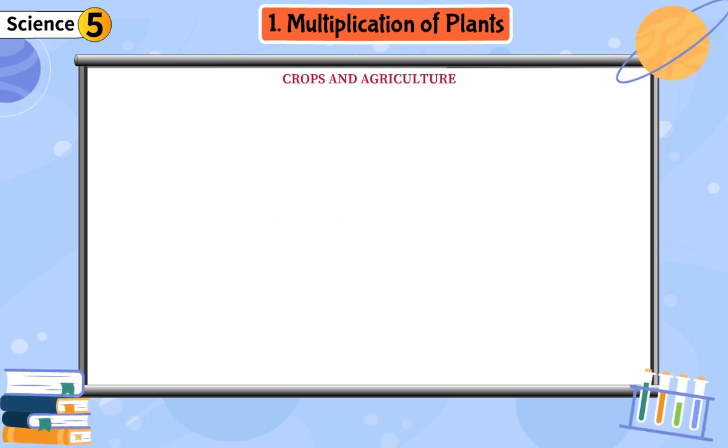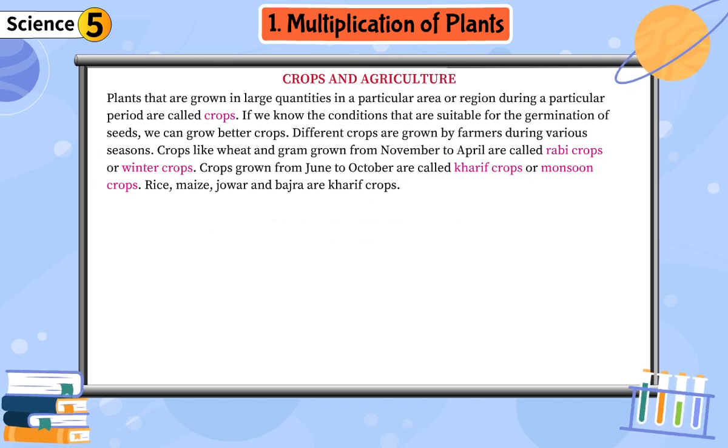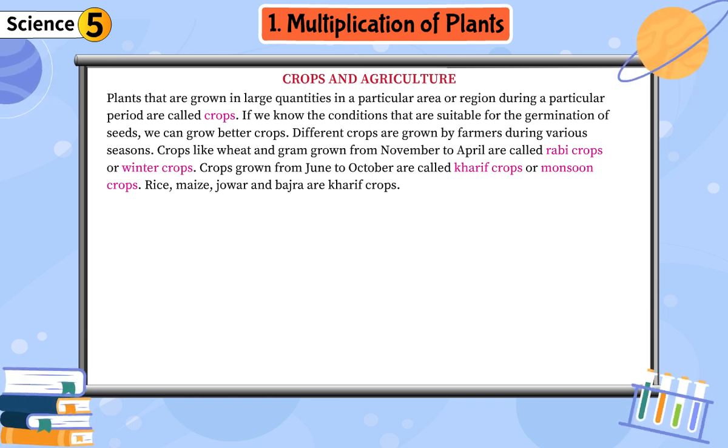Crops and agriculture. Plants that are grown in large quantities in a particular area or region during a particular period are called crops. If we know the conditions that are suitable for the germination of seeds, we can grow better crops. Different crops are grown by farmers during various seasons.